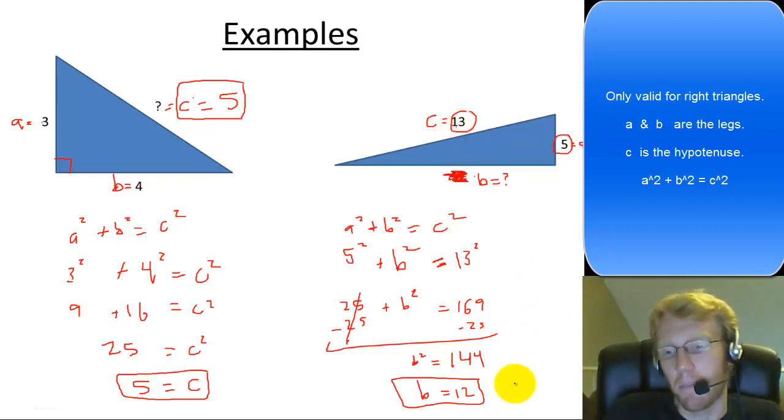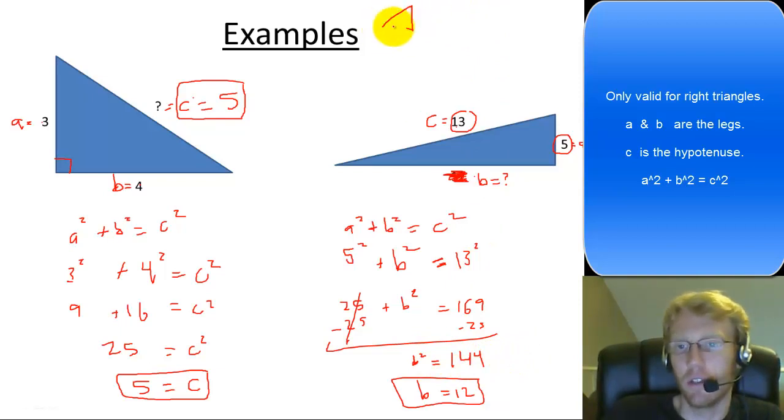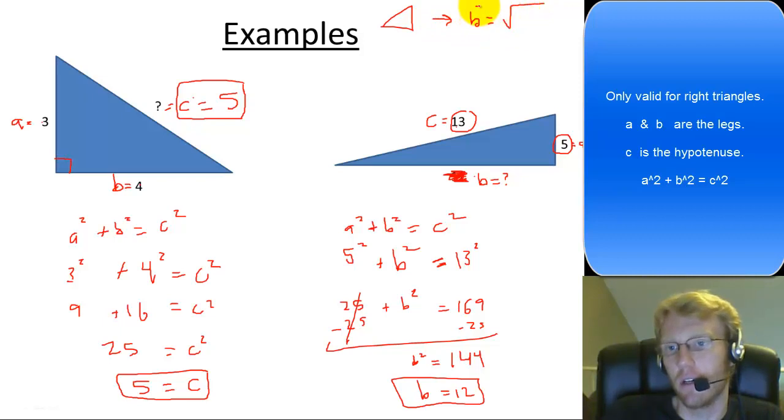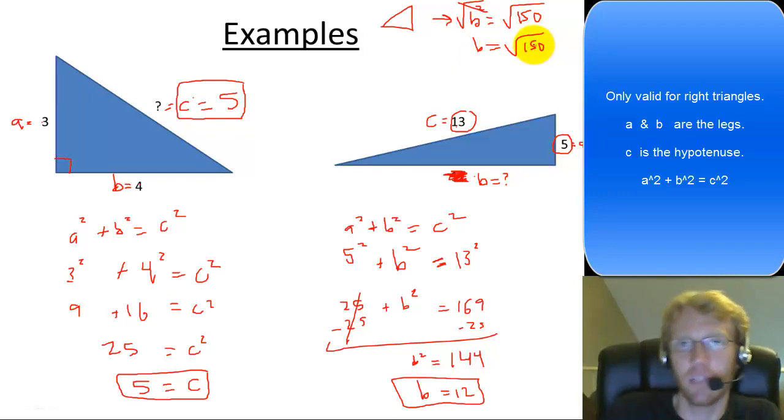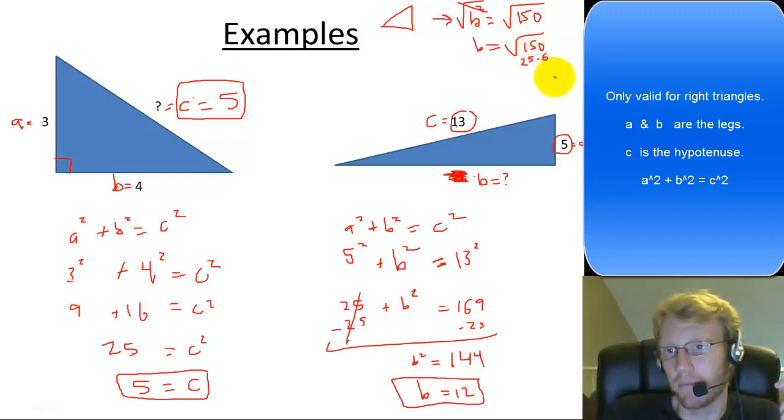I just want to point out, if your answer would have been something that had a nasty square root, like suppose we solved this little triangle and we got b squared equals 150, and then we took the square root of both sides, right? And you get b equals square root of 150. Well, we already learned this year how to simplify radicals. So you could break it down as 25 times 6, and then you could write b equals 5 root 6, something like that.